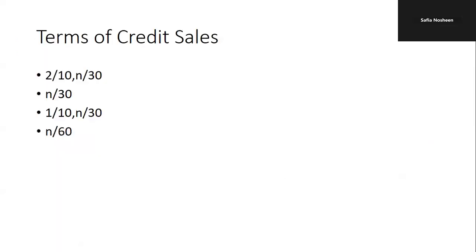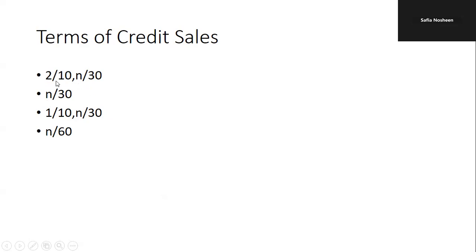Another terminology we must know regarding the sales process is credit terms. Some credit terms are given at the time of sale by the seller to their customers, to expedite the receiving of cash, or converting accounts receivable into cash. These terms are written like 2/10, net 30; net 30; 1/10, net 30; net 60. So what does that mean?